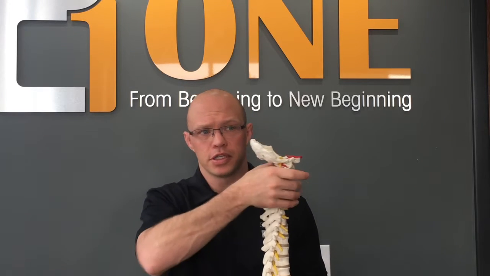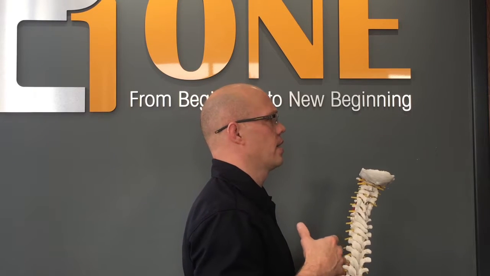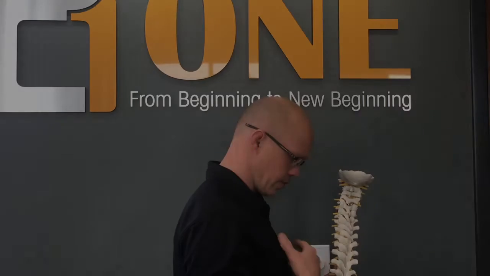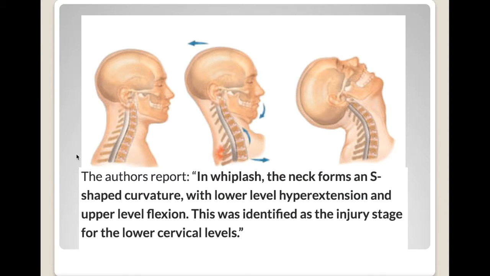Then eventually this will snap back and then snap forward. So a person sitting in their car, they get hit from behind, the head comes back. Right now an S-shaped curve is being developed, then the head snaps back, and then all the way forward. Okay, so this is what I was talking about and how those S-shaped curves are formed.